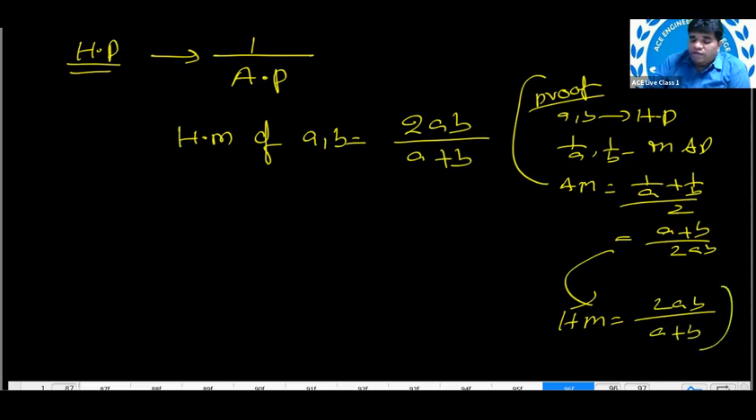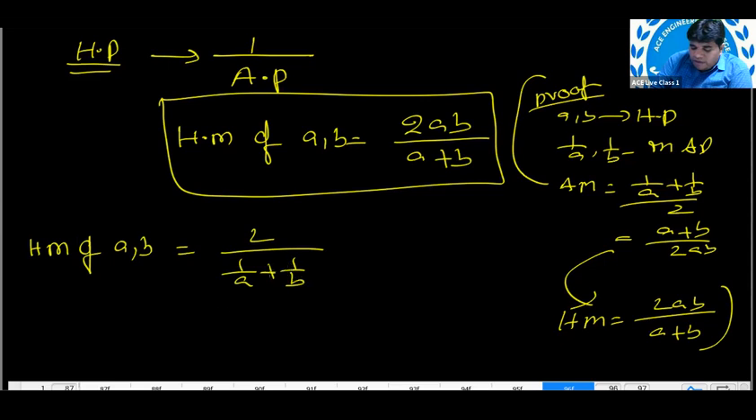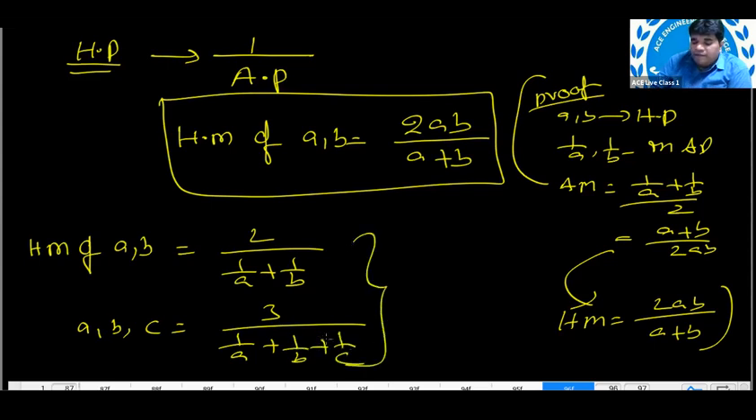This is the formula proof. So any question you are changing into the AP, finally you can change into the harmonic progression. Harmonic mean of A, B is equal to 2AB upon A plus B. Direct answer: 2 by 1 by A plus 1 by B. Harmonic mean of A, B, C is 3 by 1 by A plus 1 by B plus 1 by C. This is raw material. After the simplification, this is the answer.